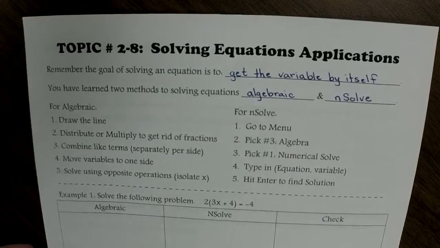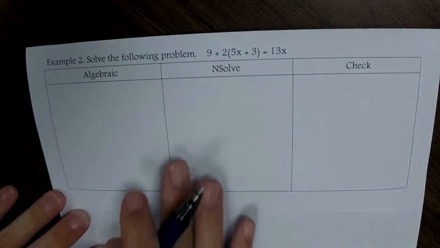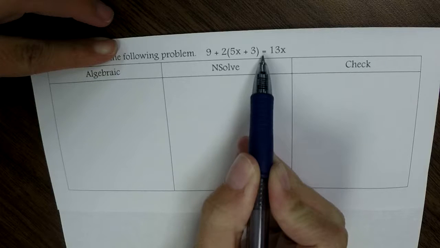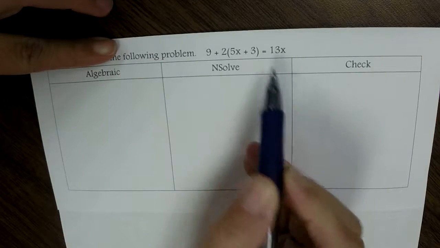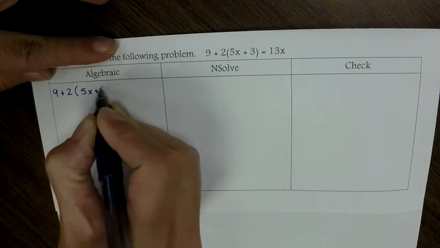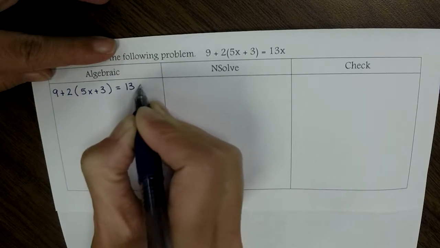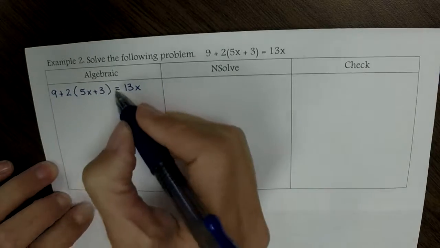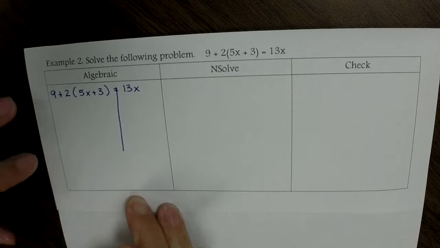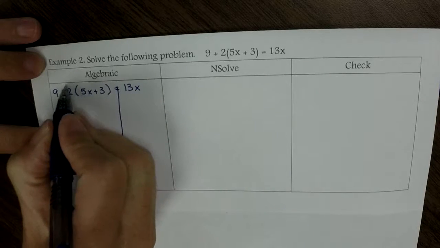So let's look at the examples that I've given you. I'm going to skip number 1 because that's kind of the easy one, and I'm going to go down and work number 2. And the whole idea is that no matter which way you solve it, you should get the correct answer. So let's look at this equation right here. Again, it's an equation because it has an equal sign. Expressions do not have an equal sign. So if I write this out, I have 9 plus 2 parentheses 5x plus 3 equals 13x. So if we were to follow our steps, the first step is always to draw the line. Then I'm supposed to look for fractions, but I don't have any. So then next I'm supposed to distribute to get rid of parentheses, and I do have parentheses.